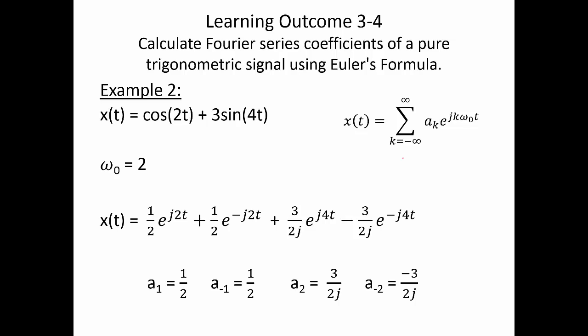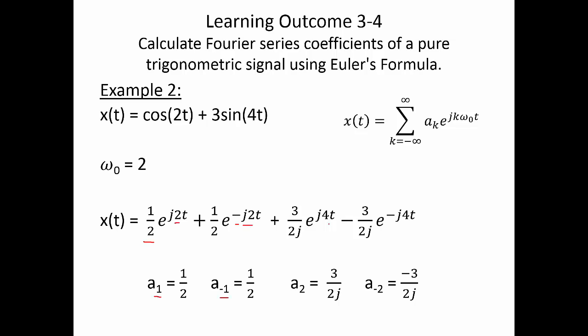We now need to pair each of those complex exponentials with an a sub k, and therefore we also need to pair it with a k value. For our first term, our k omega 0 is 2, and if omega 0 is 2, then our k value is 1. Our a sub k is 1/2. For our second term, our k times omega 0 is negative 2, so our k is negative 1, and our a sub k is 1/2.